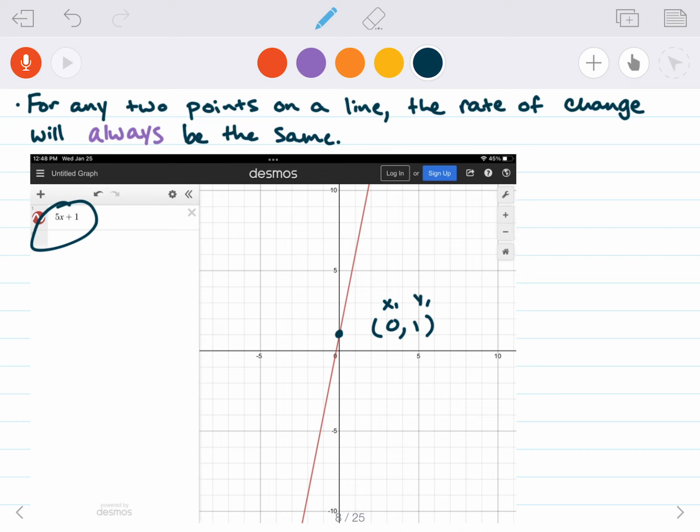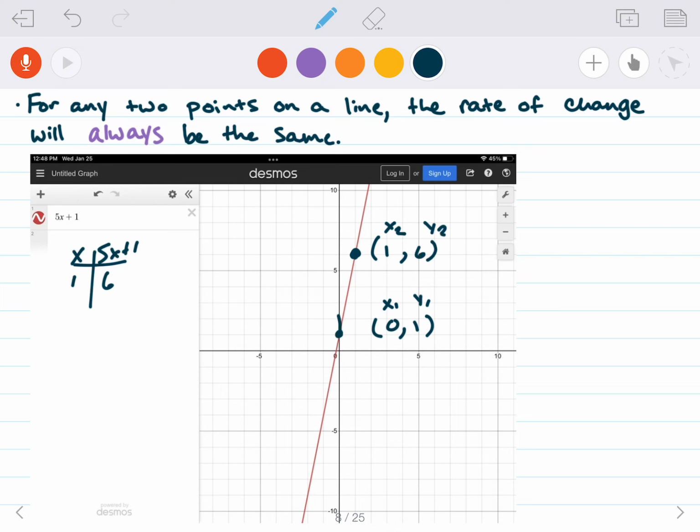We can pick another point. How about, I don't know. Let's just make a little table real quick. How about we pick the point x equals 1. So when x is 1, y is 6. So that corresponds to this guy right here. So this could be our second point. x2 is 1, and y2, our output, is 6.